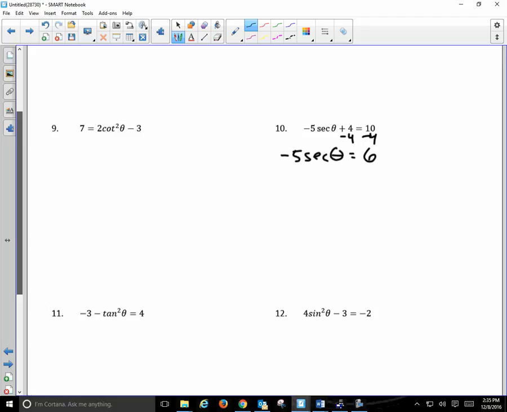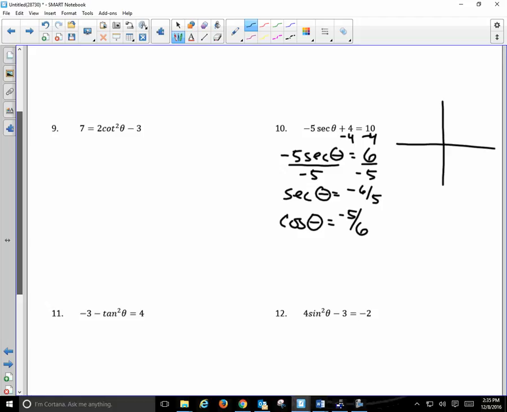Now what do you do to both sides? Divide by -5. Secant of theta is equal to -6/5. Uh-oh, I don't have a secant button on my calculator. So, reciprocal. So cosine of theta is equal to -5/6. Again, the point why I brought it up earlier, we got to try to figure out where cosine, we can't simply just draw 4 marks. You got to think about where cosine is positive, where it's negative. In which quadrants is cosine positive? 1 and 4, so it's negative in 2 and 3.